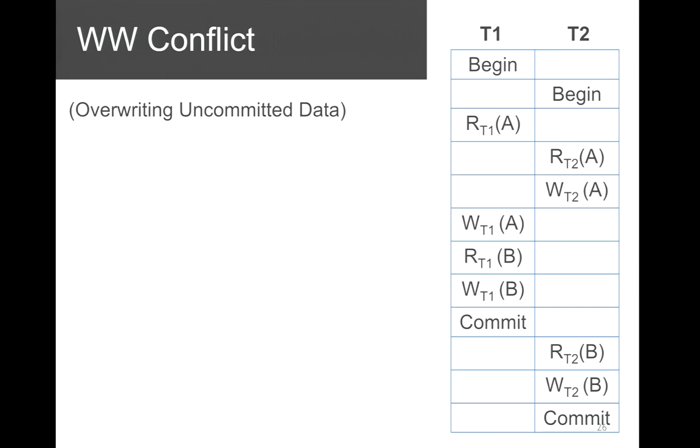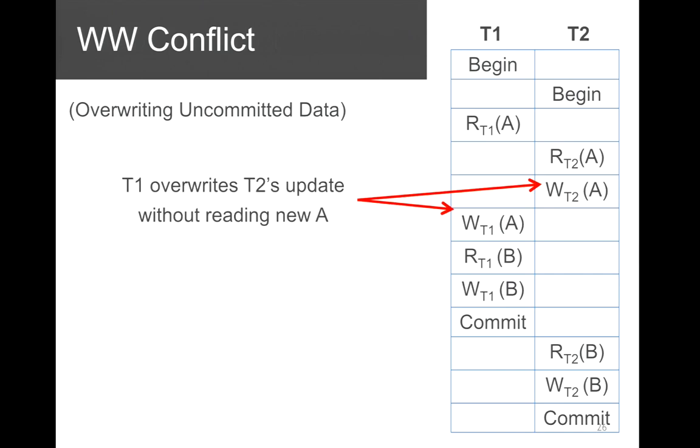So here's an example for the write-write conflict. You have a schedule with two transactions. One reads A, and then the other one starts and reads A and writes A, and then T1 writes A. So this is a WW conflict, because T1 overwrites T2's update without reading the new value of A written by T2. So this schedule, because it has a WW conflict, is not serializable.